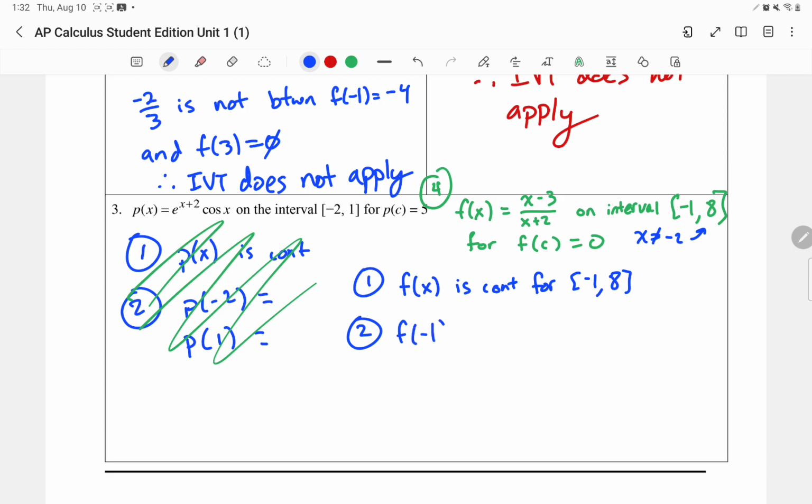So f of negative 1, we should plug this one in the first part. Negative 1 minus 3 over negative 1 plus 2 gives me negative 4 over 1, which is negative 4. Then f of 8, we'll plug that in, 8 minus 3 over 8 plus 2. It's going to give us 5 over 10, which is 1/2 or 0.5.